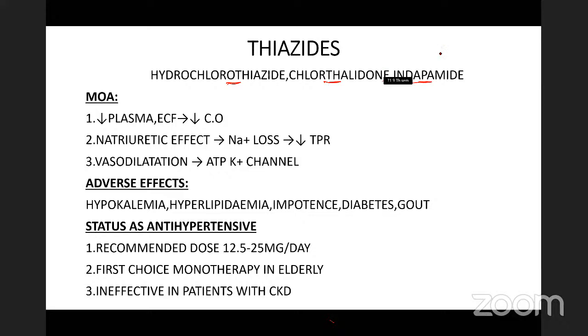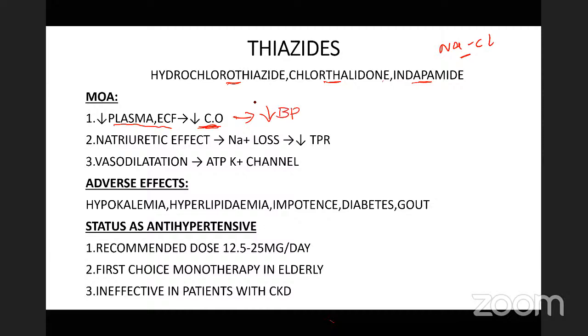We know thiazides act by blocking the sodium chloride symporter in the early distal tubules of the nephron. So whenever you inhibit the sodium chloride transporters, there will be excretion of sodium and water, natriuresis or diuretic effect. Whenever the excretion of sodium and water takes place, the plasma and extracellular fluid volume reduces. Whenever the blood volume reduces, ultimately the cardiac output decreases. When cardiac output decreases, blood pressure will come down.